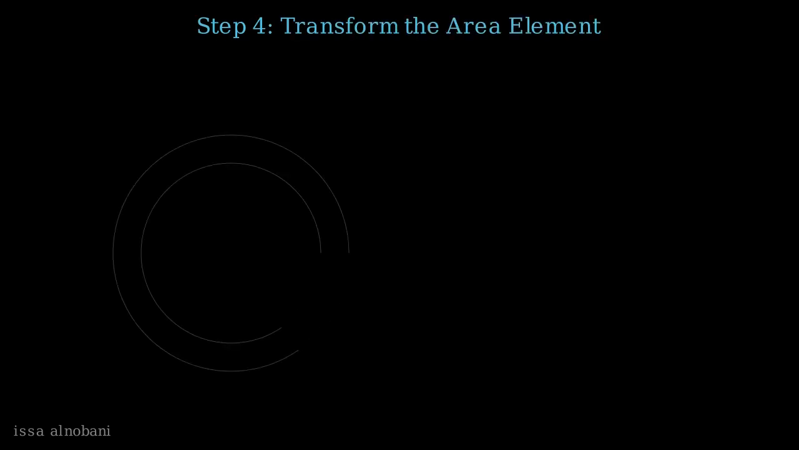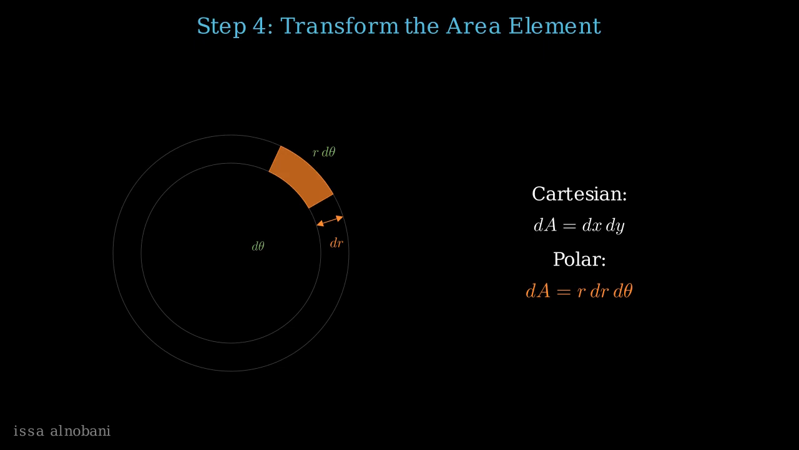Next, we transform the area element. In Cartesian coordinates, a small area is dx dy. In polar coordinates, a small region has arc length r d theta and radial thickness dr, so its area is r dr d theta. Notice the extra factor of r.